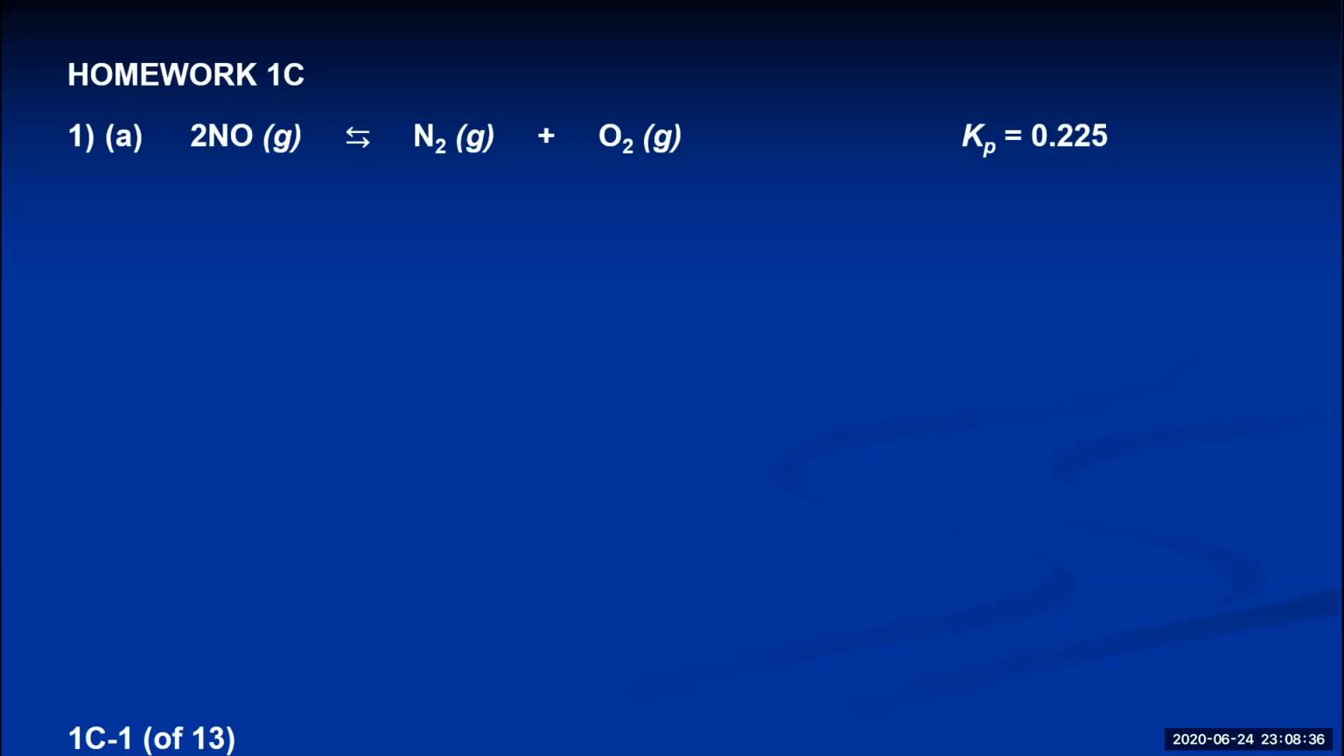This is the reaction given along with its equilibrium constant in terms of the ratio of partial pressures of products to reactants. In this particular case, if you want to calculate which reaction is spontaneous, you'll need to calculate the reaction quotient for the given conditions. The reaction quotient is the partial pressure of N2 multiplied by the partial pressure of O2, which are the products, divided by the partial pressure of NO squared, which is the reactants.